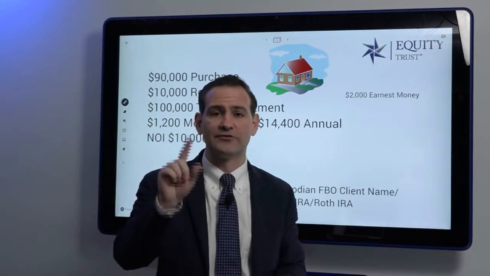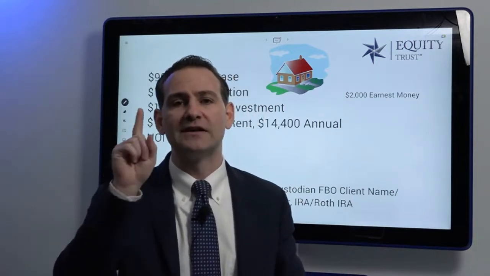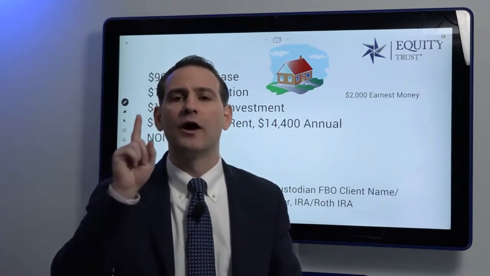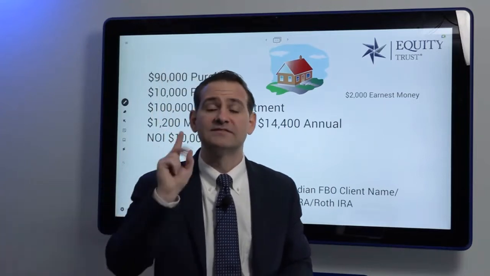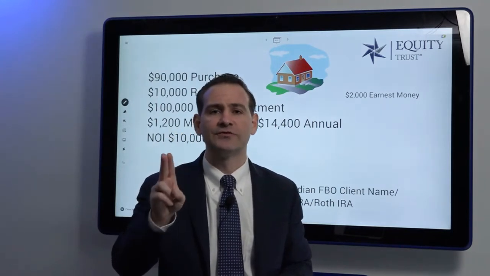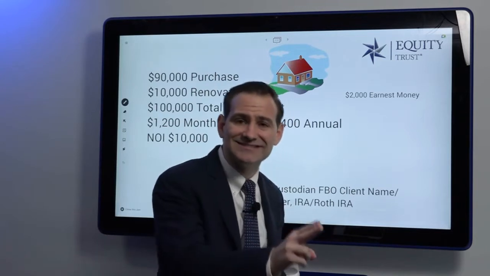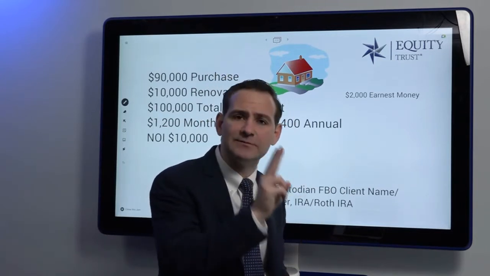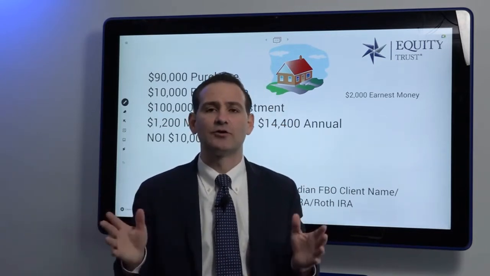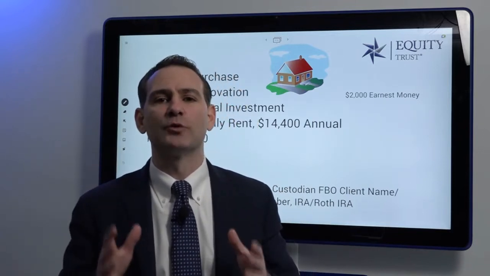Now, it starts with a simple three-step process. So you want to write this down. Step number one is open and fund your self-directed IRA, solo 401k, Roth IRA, or other tax advantaged investment account that you'll be utilizing. Step number two is direct your investment. Direct your funds from Equity Trust as your custodian to the necessary entity that is completing the transaction, i.e. title company or closing attorney. Step number three is manage your investment.